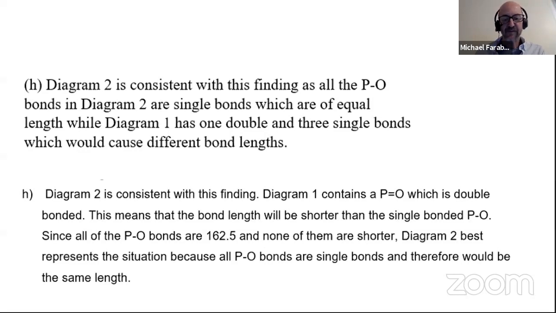Diagram 2 is consistent with this finding, as all of the PO bonds in diagram 2 are single bonds which are of equal length, while diagram 1 has one double and three single bonds, which would cause different bond lengths. Now, this person is not talking about resonance at all, just simply the two structures compared side by side. Another person says, diagram 1 contains a PO bond that is double. That means that the bond length will be shorter than the single bonded PO. So again, they're not talking about resonance, but simply you have uneven bond lengths, whereas in diagram 2, all of the bonds are single bonds and are the same length.